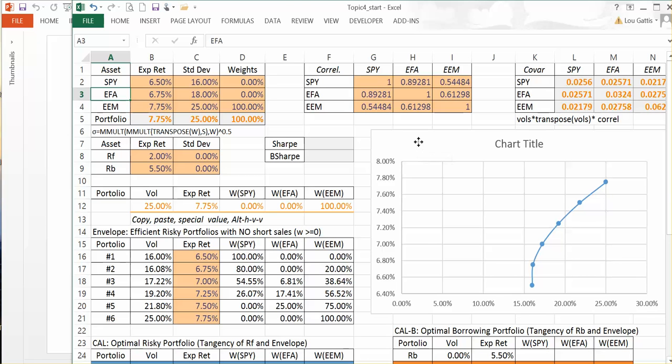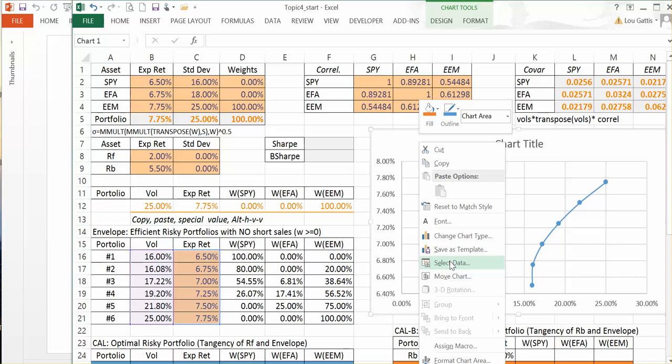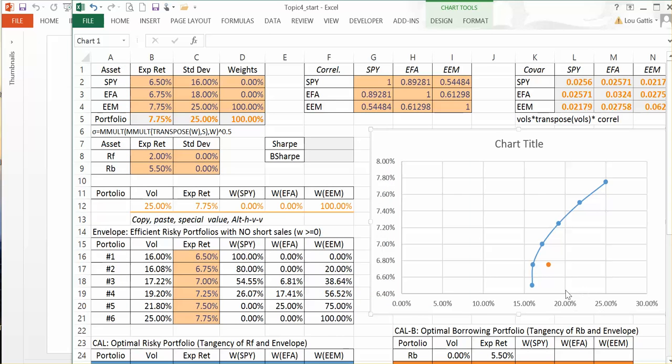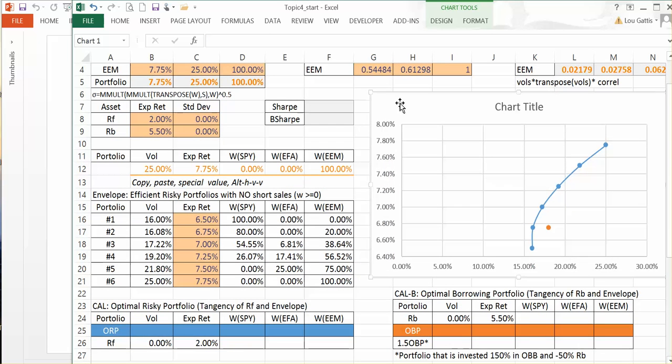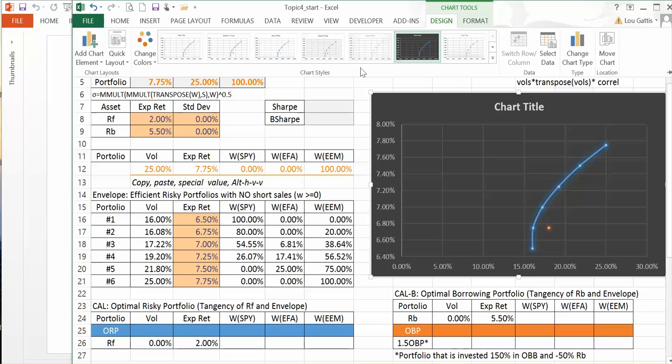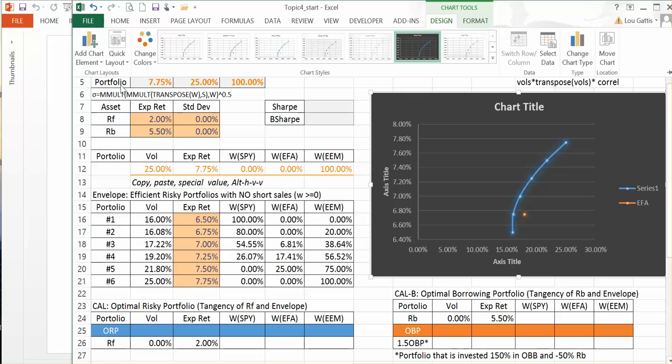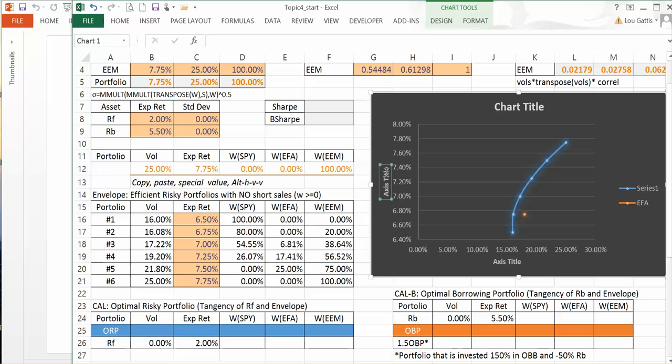So if I add EFA to this chart, I'm just going to right-click, select data, add, and I'll put EFA as the name, with a standard deviation of 18% and a mean of 6.75. What you see is EFA is now dominated. Let me just change the format of this graph a little bit. Design. And I'll add some axes. That is the mean return. And that is volatility.